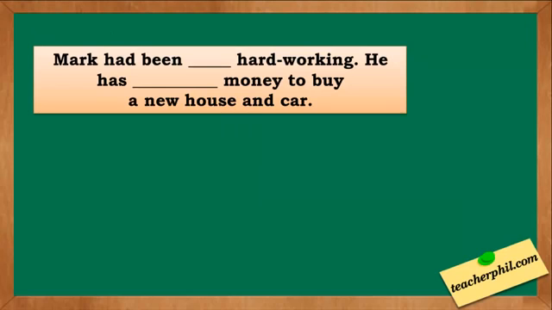The second one, Mark had been blank hardworking. He has blank money to buy a new house and car. The correct answers are too and enough. Mark had been too hardworking. He has enough money to buy a new house and car.